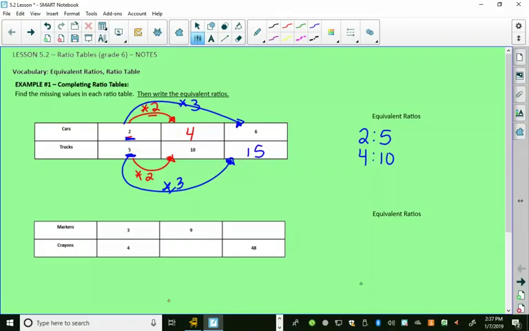And when there's 6 cars, there are 15 trucks. So I can go ahead and write 6 to 15 if I so choose. And if I really wanted to, I could actually extend this table and come up with a ratio that's not particularly right in this table. I could say if I doubled 6 and 15, I would extend the table and have 12 cars to 30 trucks. And so then technically another equivalent ratio would be 12 to 30.